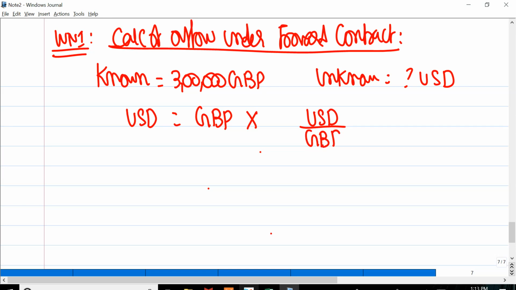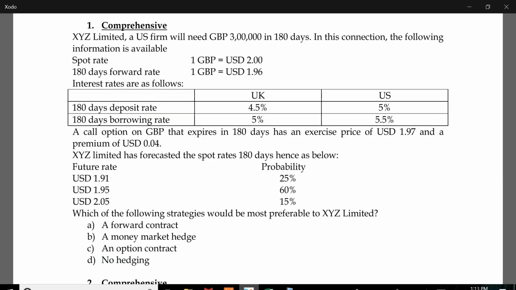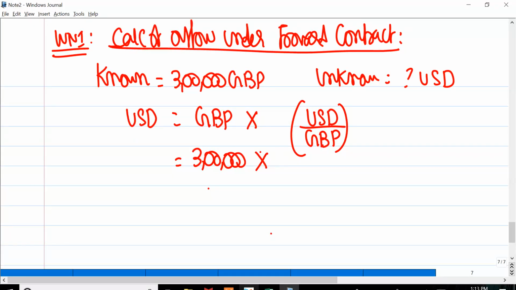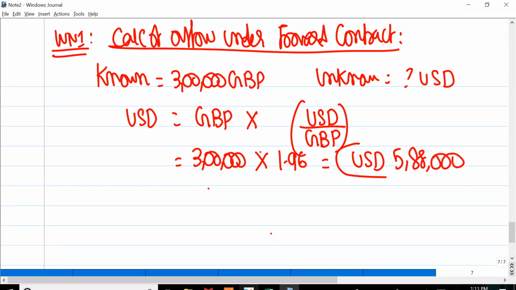We don't have bid and ask rate and all. We just need to use the USD per GBP 180-day forward rate. Whatever is the forward rate, USD per GBP, multiply. If it's GBP per USD, do 1 divided by the rate. 3 lakh into, what is the rate given? 1.96, is that USD per GBP? USD per GBP, into 1.96, USD 5 lakh. This will be the outflow if I go with a forward contract.